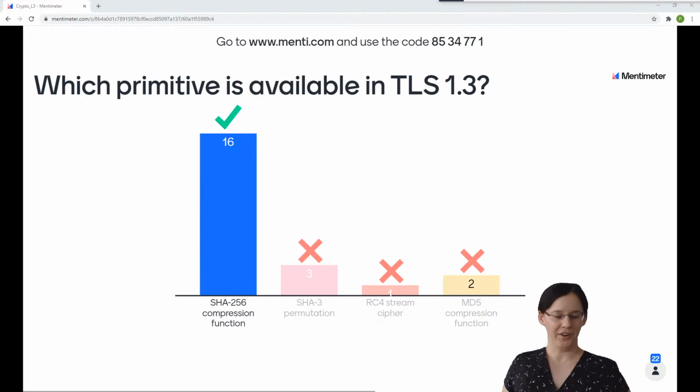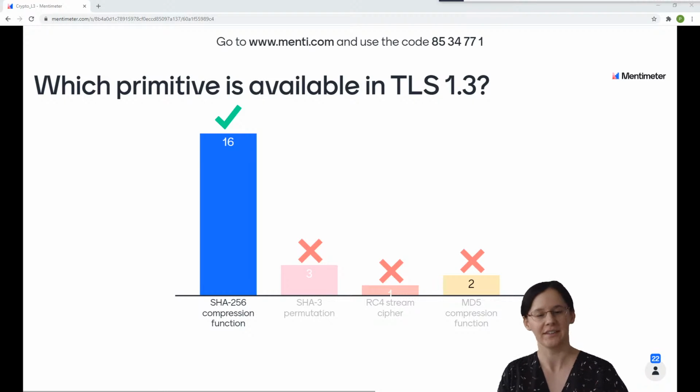Yeah, most of you correct again. So SHA-2, in particular the SHA-256 version, is indeed available in TLS. Its alternative, which is also standardized by NIST, namely SHA-3, is not yet supported. So not anymore, but not yet. So we will probably have to wait for the next version or so to see that. RC4 was supported for a long time, but has for a long time also been known to have quite a number of weaknesses. So thank goodness it's no longer supported in there. Same for MD5, which has also been known to be broken for quite a while.